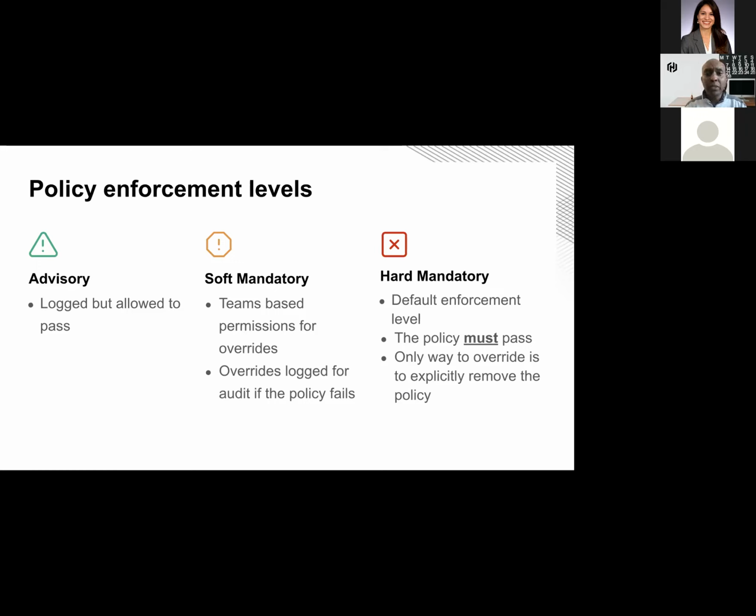The second is the soft mandatory, right? The soft mandatory simply says that there is enough of a violation here that you actually need someone else with the necessary permission to come and override this violation and allow the apply process, the building of that infrastructure, to continue. The third is what we call the hard mandatory, which is actually the default enforcement level, and the policy must pass. If it doesn't pass, the only way to remediate this is you either explicitly remove the policy or you change your infrastructure's code to be in compliance with the policy.